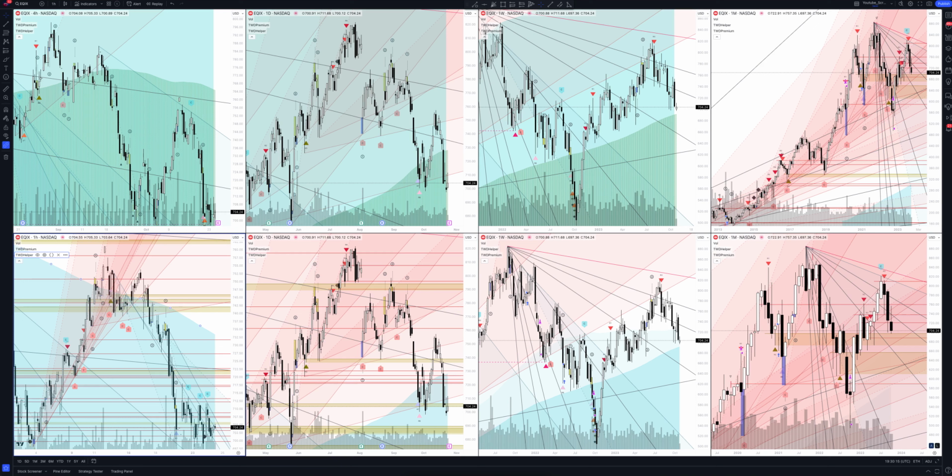Today we will take a look at Equinix REIT stock. Let's analyze the market situation and find out how you can make money on it. Let's start.